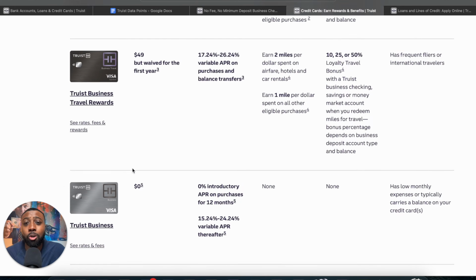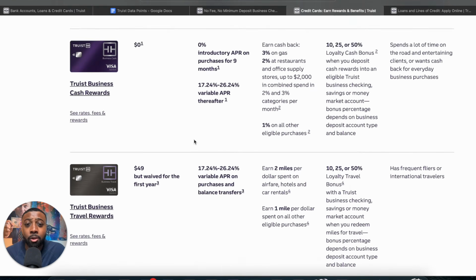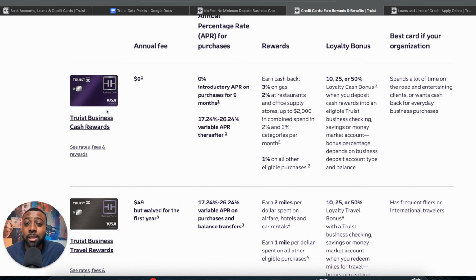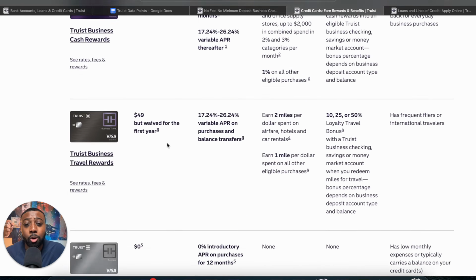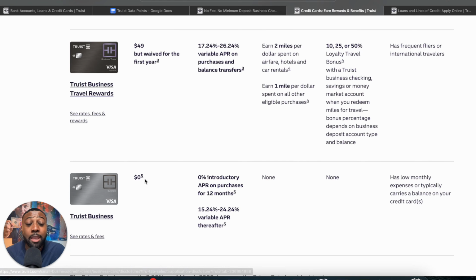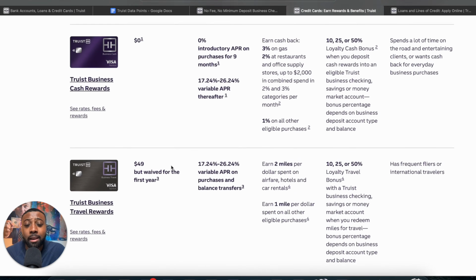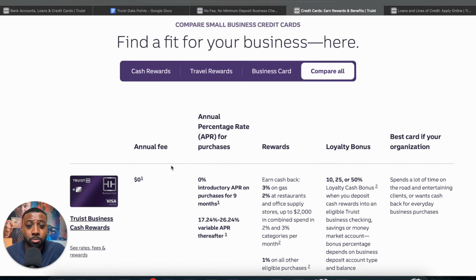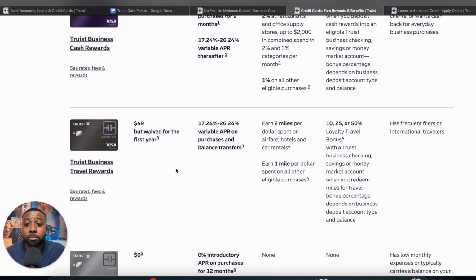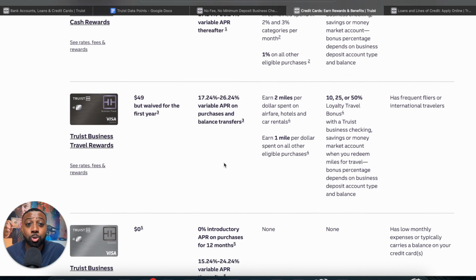Now, if you get this card and you want to try to expand your business with Truist, then you can look into some of these other cards as well. And also, it doesn't have an annual fee, which is just kind of icing on the cake, so to speak. So that's my recommendation for the business credit card that you should get first with Truist. It's going to be the Truist Business.